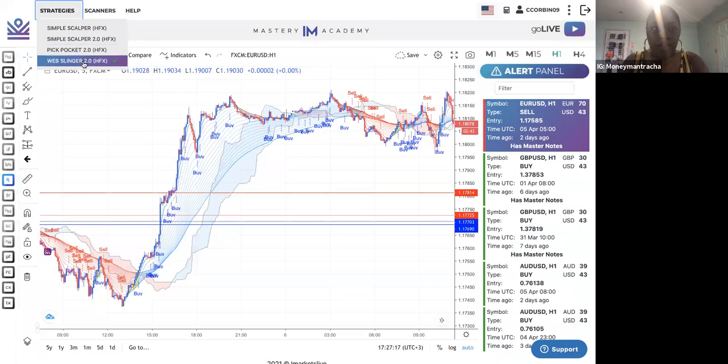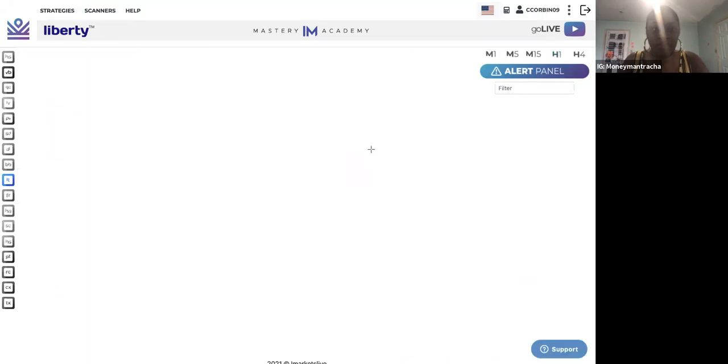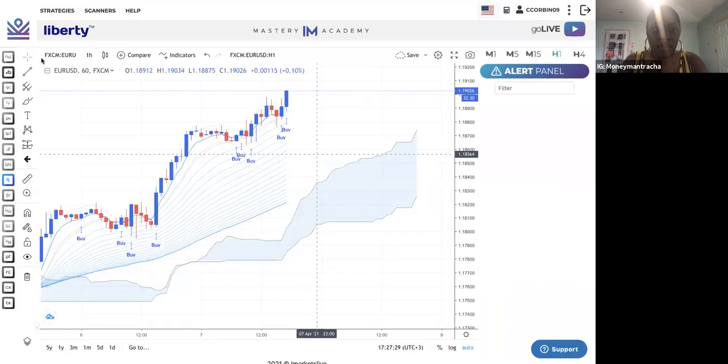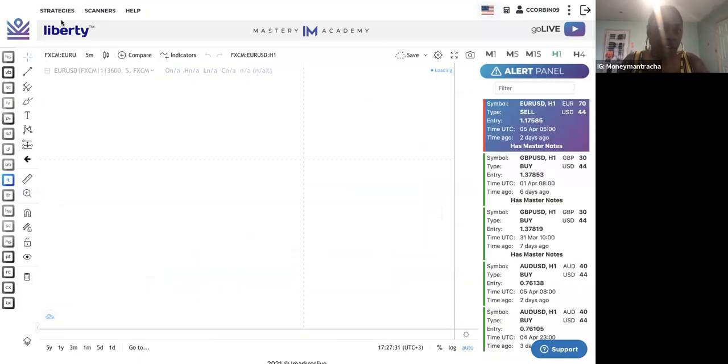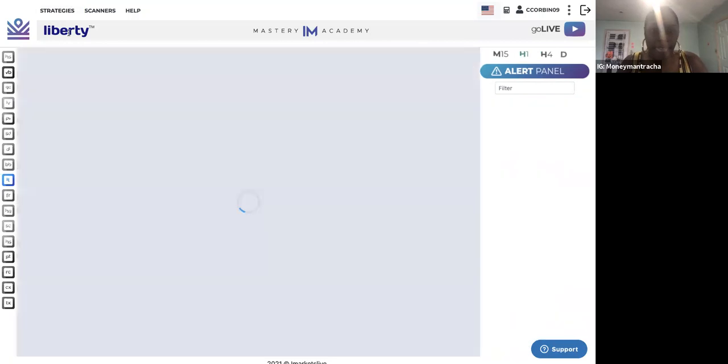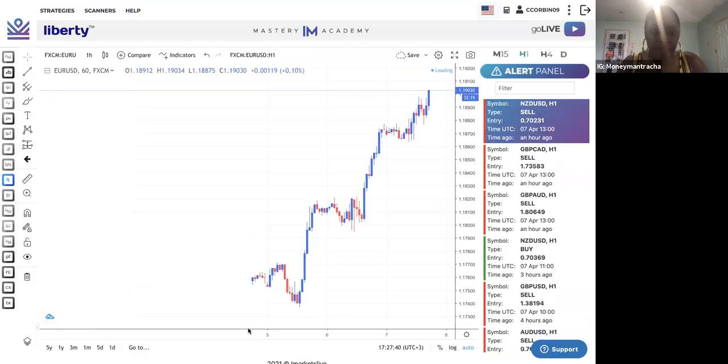So I think that I'm going to use... which one do I do the least? I'll just use Web Slinger. It's the easiest one, and we're talking about reversals. So before you select your currency pair, select your strategy first, because otherwise they're going to make you do it again. So I'm going to load up my Pickpocket, and this is how it looks.